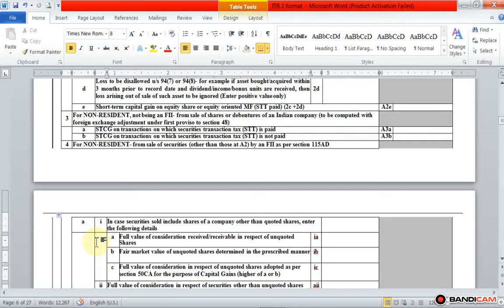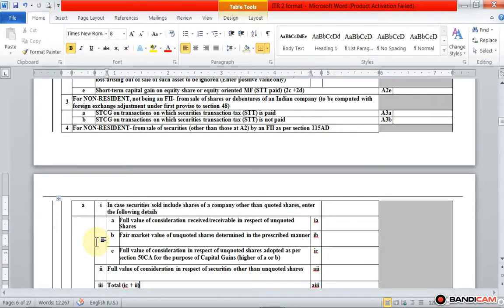Then short-term capital gain on transactions on which securities transaction tax is paid. Okay, so here STT stands for securities transaction tax. Got it? So if securities transaction tax is paid by the assessee, then it is taken into consideration in A3A. If not paid, then it is taken into consideration in A3B. Okay, for non-resident, so here the fourth point is non-resident.